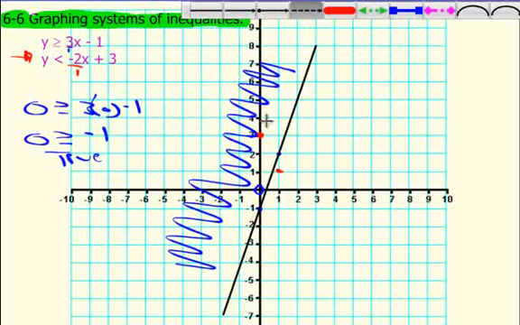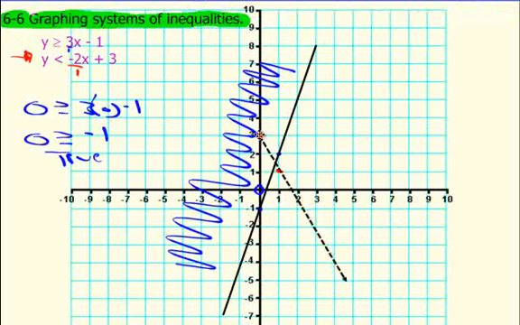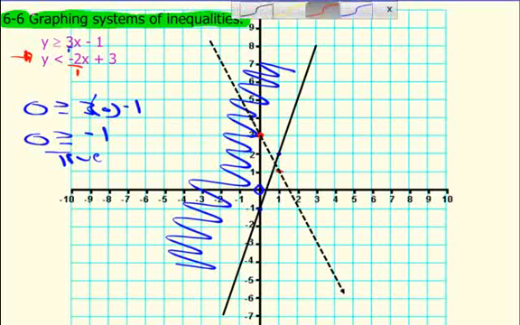And I have just less than. So all I need is a dashed line. And I'm okay that it's not a nice point because I'm not after a single point of intersection. I want to find out where all the points that they share are.